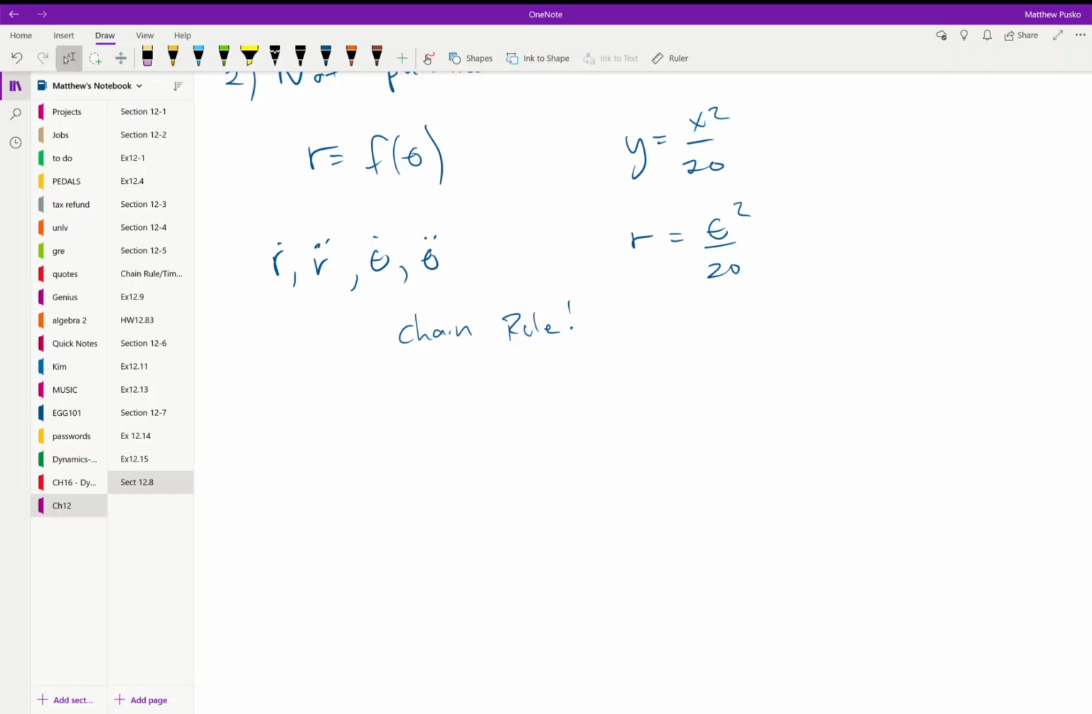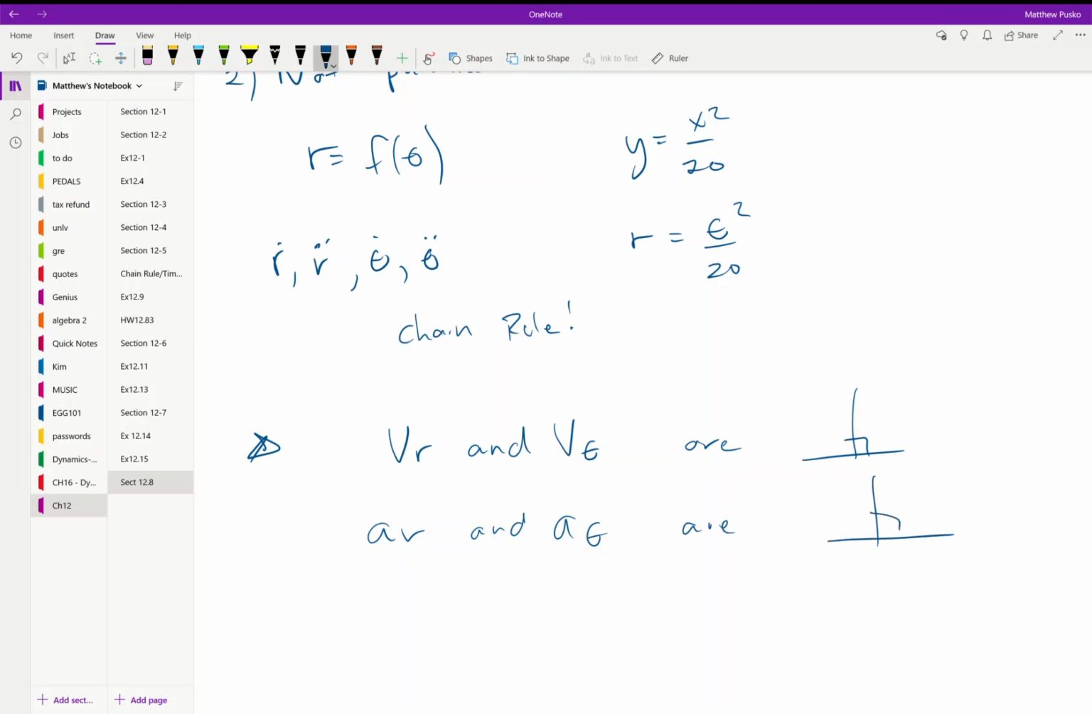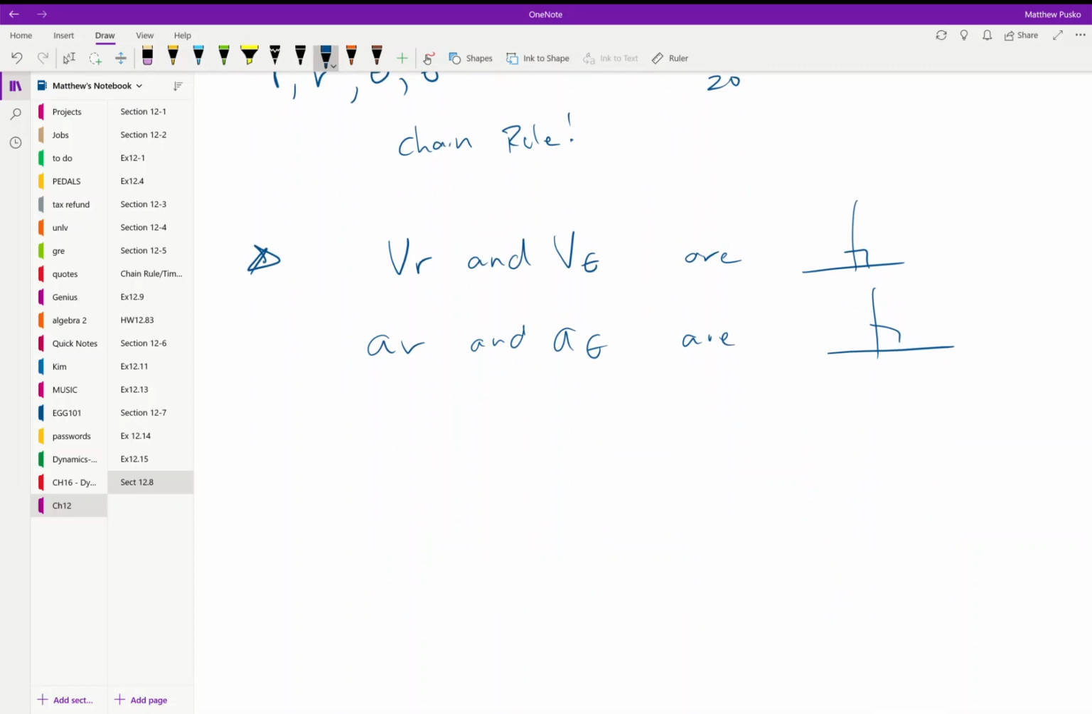Quick notes. We can say that the velocity in the r direction and the velocity in the theta direction are perpendicular, and the acceleration in the r direction and the acceleration in the theta direction are perpendicular. So all of this was based on that fact, and as a consequence we can find the magnitudes of each by taking the squares of the components added up and square rooting.